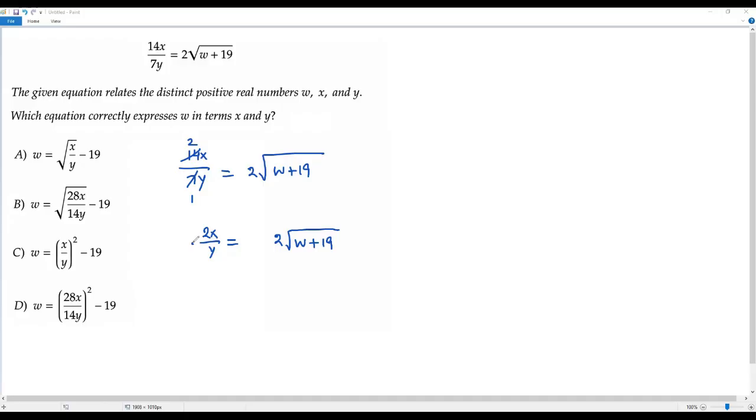Now let me multiply both sides of the equation by 1 over 2. Okay, let me do it on the right side. Here this 2 will cancel out. Here 2 will cancel out. We get x over y on the left side. On the right side we have the square root of w, plus 19.